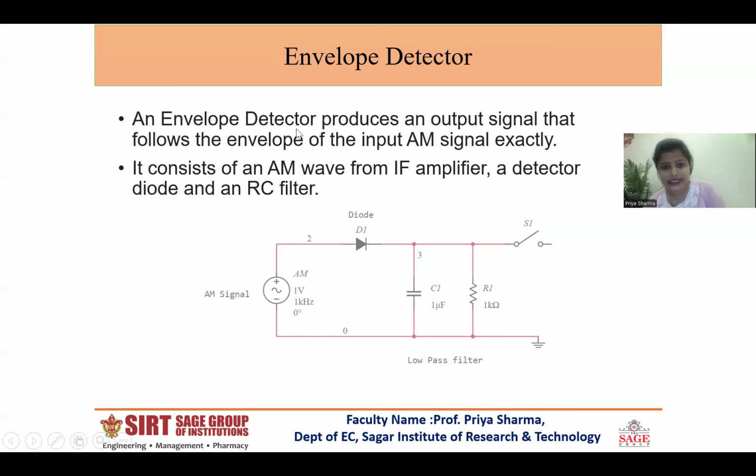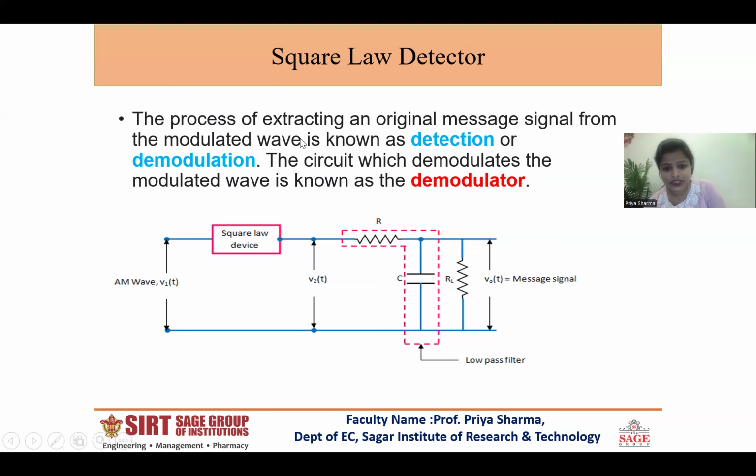So basically, let me now explain you the operation of this. The input output characteristics or the transfer characteristics of a square law device such as a diode or a nonlinear device can be expressed the same as in a square law modulator, that is V2(t) equals a V1(t) plus b V1 square (t).